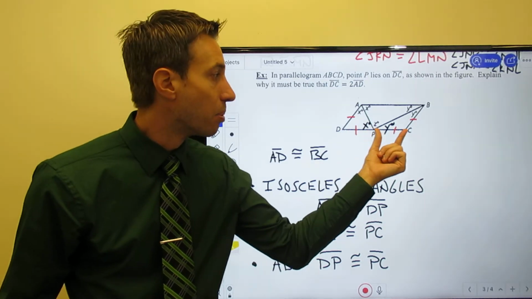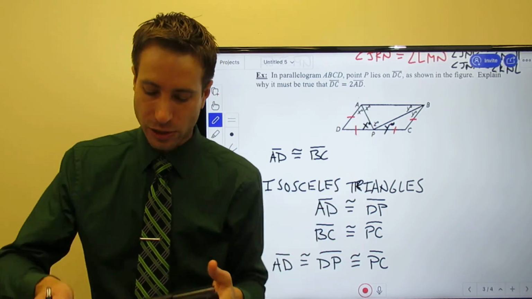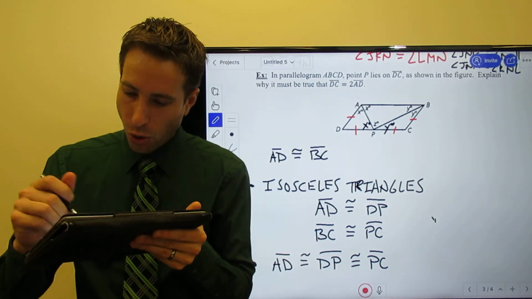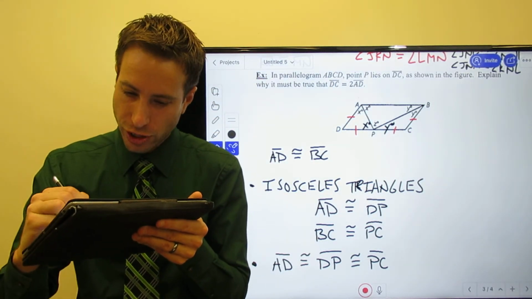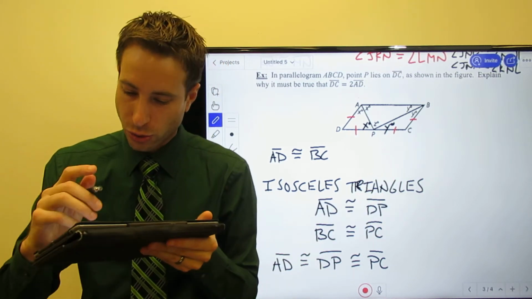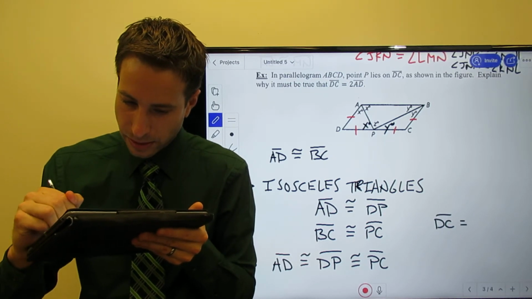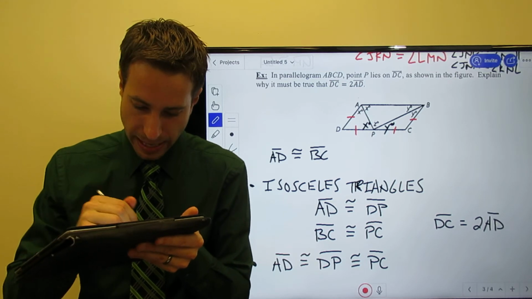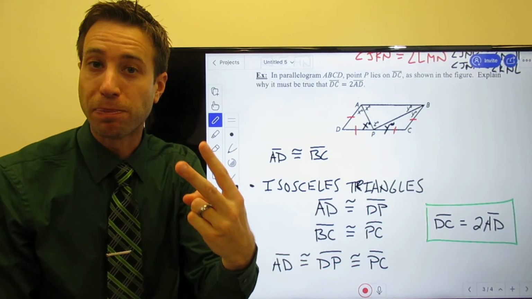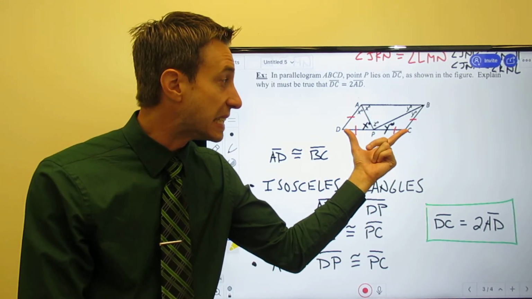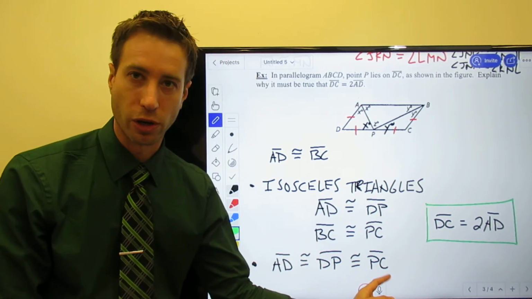DP plus PC would be twice as long as AD, and so we have our theorem, or the statement that I asked you to prove is true. We have just shown, thanks to this congruence, that DC is twice as long as AD. If this is side AD, you'd multiply it by 2 to find the length DC, since AD and DP and PC are all congruent. They're all the same length.